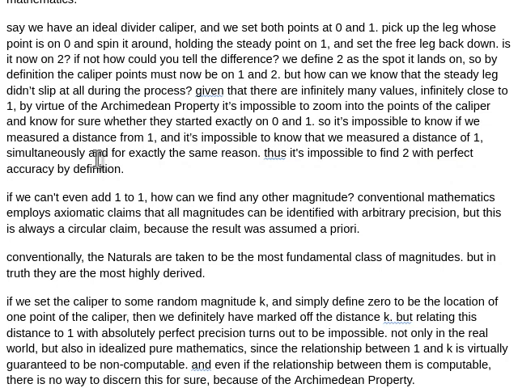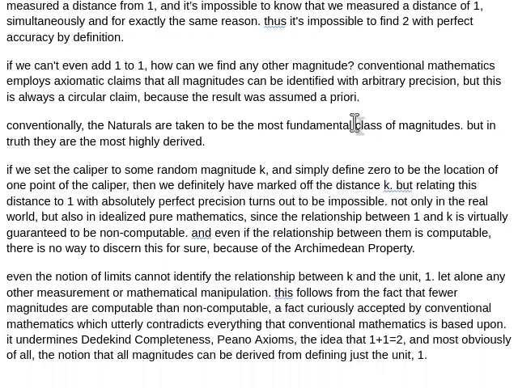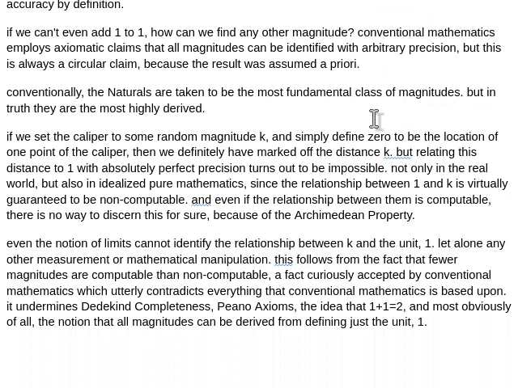So it's impossible to know if we measured a distance from 1, and it's impossible to know that we measured a distance of 1 simultaneously and for exactly the same reason. Thus it's impossible to find 2 with perfect accuracy by definition. If we can't even add 1 to 1, how can we find any other magnitude? Conventional mathematics employs axiomatic claims that all magnitudes can be identified with arbitrary precision, but this is always a circular claim because the result was assumed a priori.